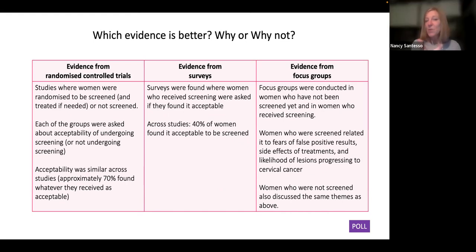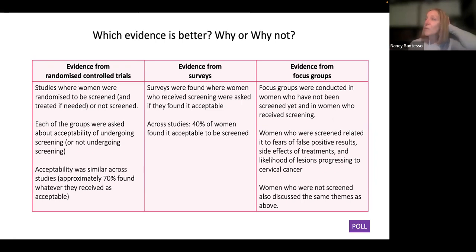Sure. So one of the points about the surveys is this was only a survey of women who were screened. So we don't actually know about the women who were not screened. And then for the focus groups, the nice thing about them was that they included people who were not screened and people who were screened. So that's great. Typically that doesn't happen that way. So we have both groups.